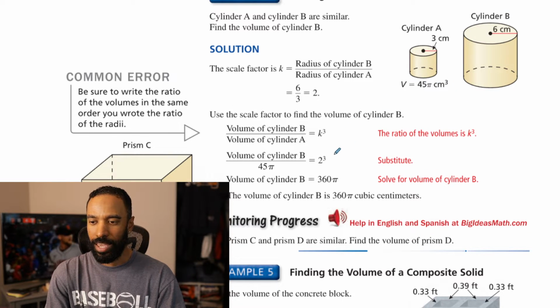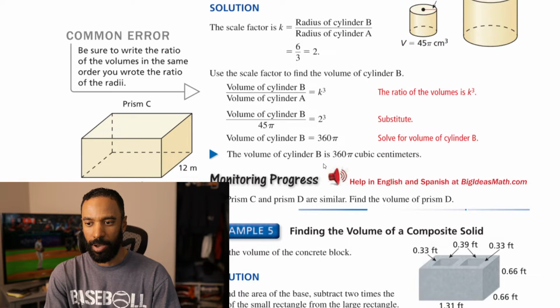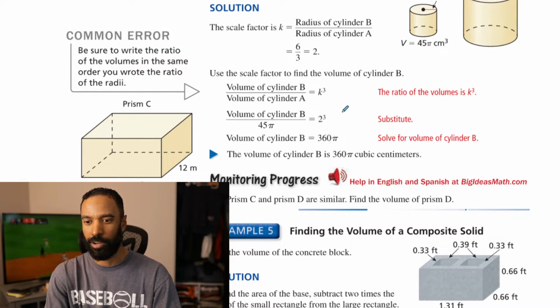So you have an 8-to-1 ratio, as this is also blank to 45 pi, and then you can find that volume as 360 pi. They didn't seem to round that number, I guess because this was already exact, so I can follow along with it.